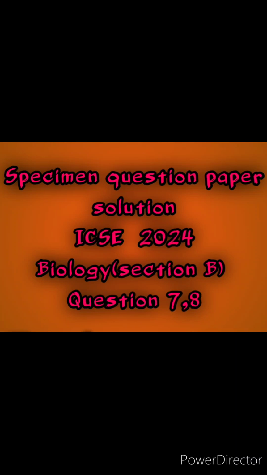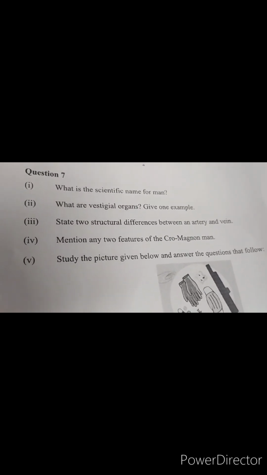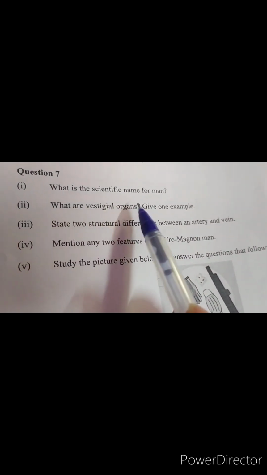Dear students, in this video I will solve the remaining two questions of the sample specimen question paper of ICSE biology. Question number 7, here again 5 parts are given. Question number 1 is, what is the scientific name of man? So the scientific name of man is Homo sapiens.